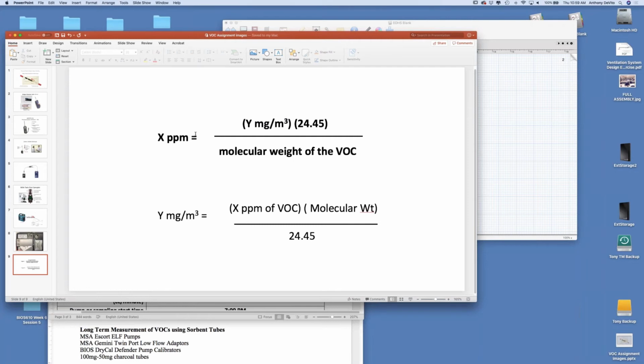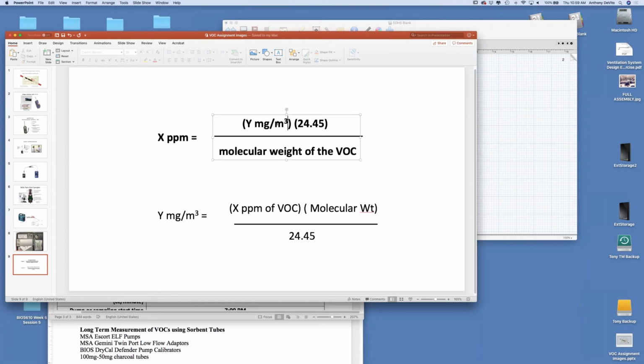This formula will help you convert the lab's reading to parts per million. And the reason why we're interested in that is because very frequently the OSHA permissible exposure level or the threshold limit value are expressed as parts per million rather than milligrams per cubic meter. So it's handy to be able to know how to do this calculation.